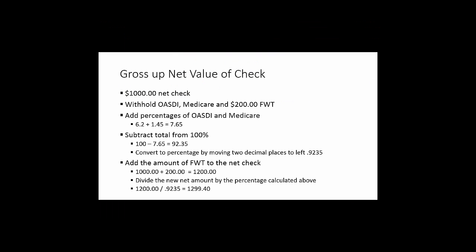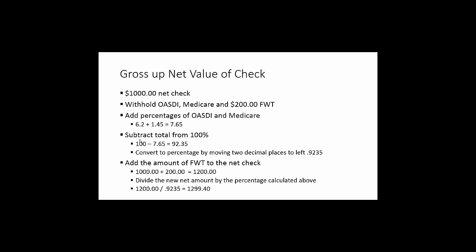So just as a review, to gross up the net value of a check, in the example that we just stepped through, we had a $1,000 net bonus check we wanted to give to our employee. We wanted to withhold OASDI, Medicare, and $200 of federal income tax. To calculate, we had to add our percentage-based taxes, which for us were OASDI and Medicare. So OASDI is 6.2 plus 1.45% is Medicare.